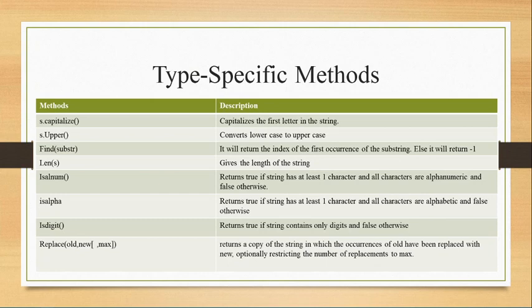Here we have some more type specific methods mentioned. s.capitalize, which we have seen, capitalizes the first letter in the string. s.upper converts lowercase to uppercase. find(substring) will return the index of the first occurrence of the substring, else it will return -1.